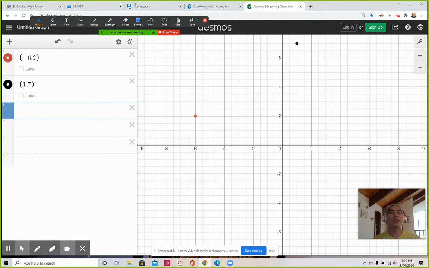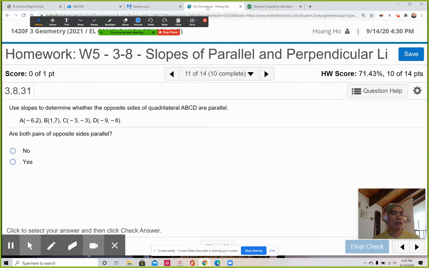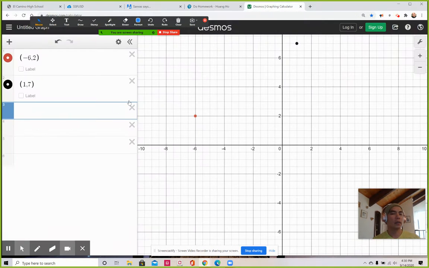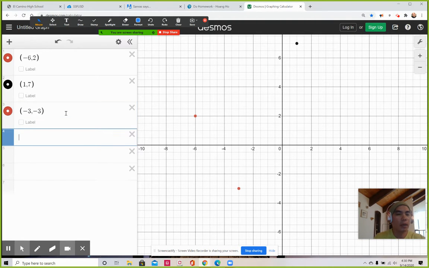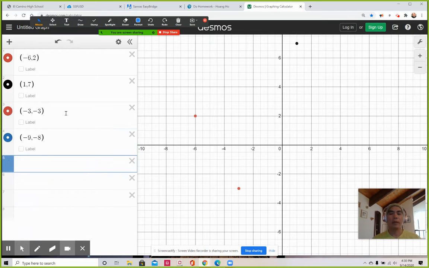The third point is, take a look, negative 3, negative 3. And the last one is negative 9, negative 8. Negative 9 comma negative 8. All right.